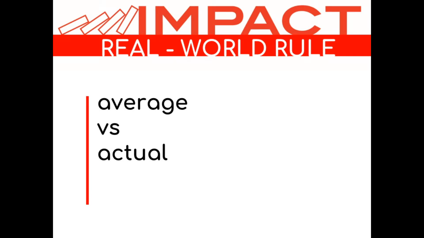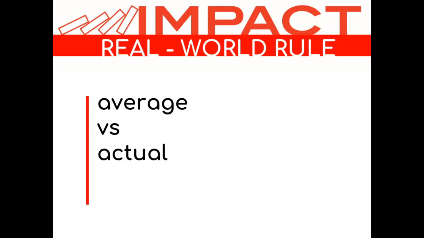Our real world rule of money today is the difference between average performance and actual performance. So with averages, how are averages calculated? How do you calculate an average? You have several numbers, whether it's 5 numbers, 12 numbers, 700 numbers, whatever it is. We add all those numbers together and divide by the amount that we have.